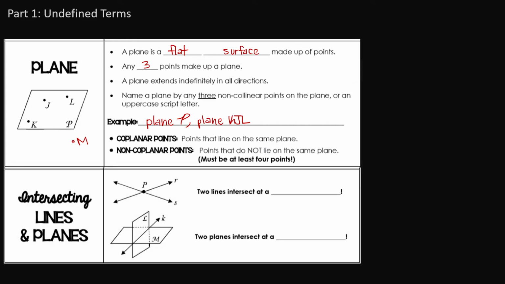Now, lines and planes intersect, and they intersect at specific places. 2 lines will always intersect or may intersect at a point. So in the case in our diagram here, lines R and S intersect at point P. 2 planes intersect at a line, kind of like 2 pieces of paper crossing each other. They intersect at one specific line. And of course, there are infinitely many points on a line.